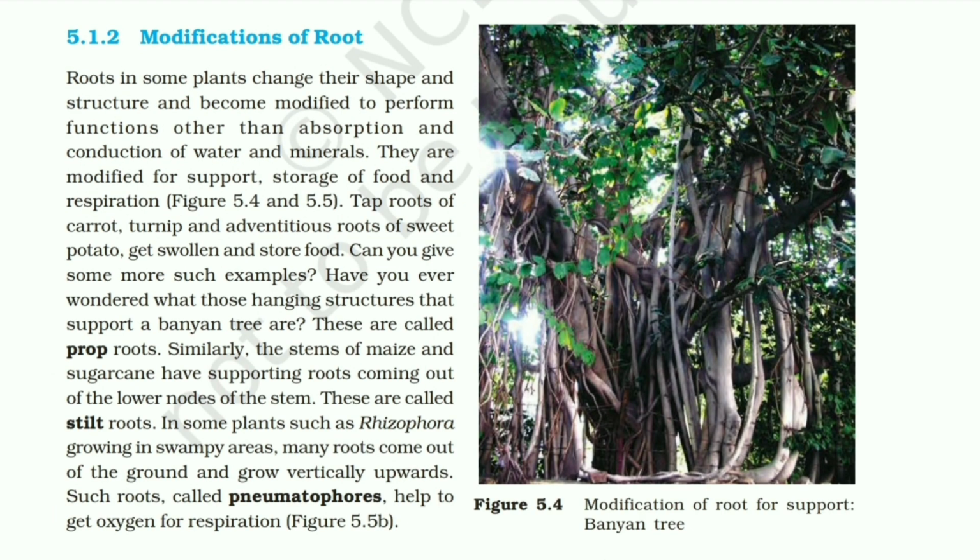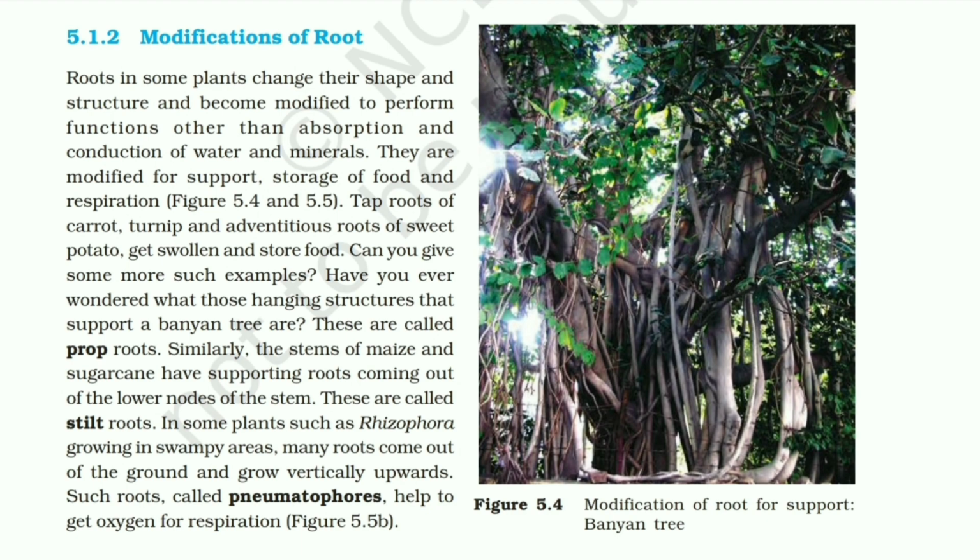5.1.2 Modifications of root. Roots in some plants change their shape and structure and become modified to perform functions other than absorption and conduction of water and minerals. They are modified for support, storage of food and respiration, figure 5.4 and 5.5. Tap roots of carrot, turnip and adventitious roots of sweet potato get swollen and store food. Can you give some more such examples?